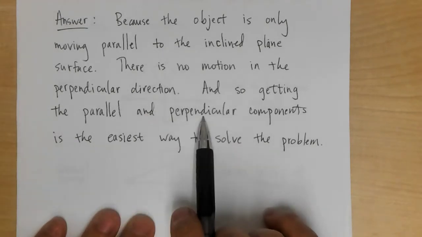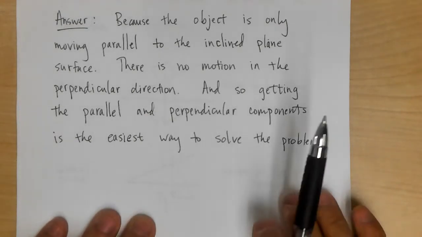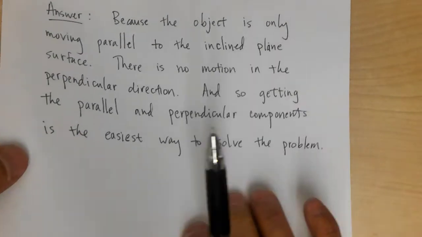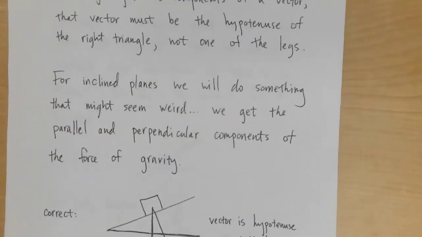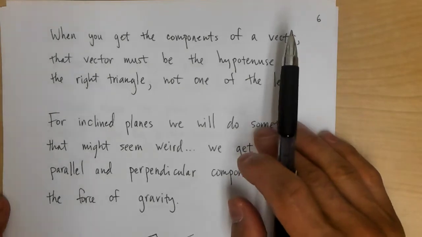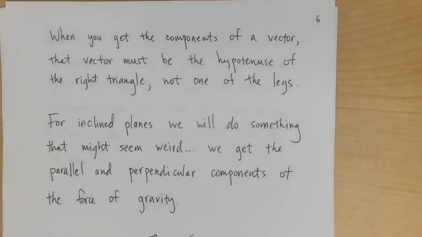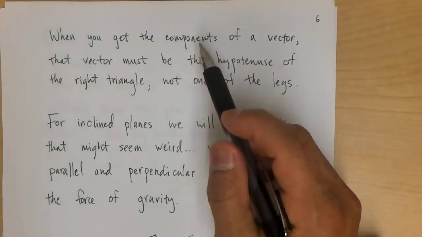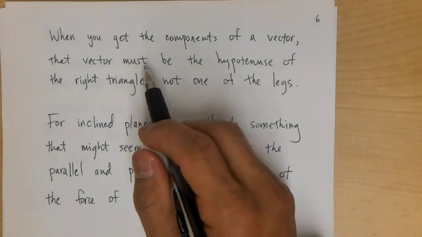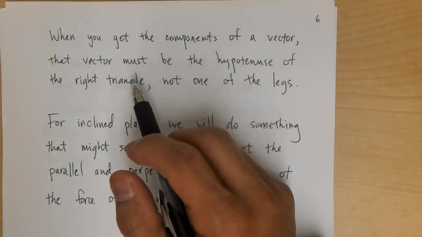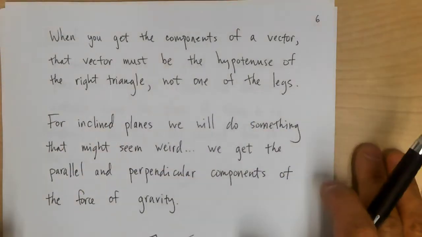So getting the parallel and perpendicular components is the easiest way to solve the problem, and that's basically the reason why we do it. Okay, now one comment I should make: since we're not using vertical and horizontal components, you may be susceptible to doing the vector decomposition incorrectly. So I want you to avoid this.